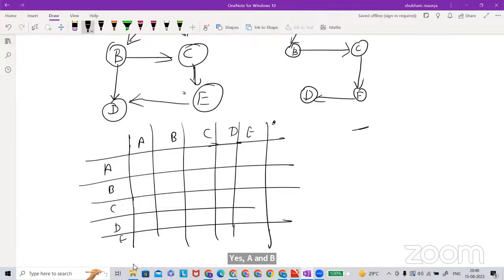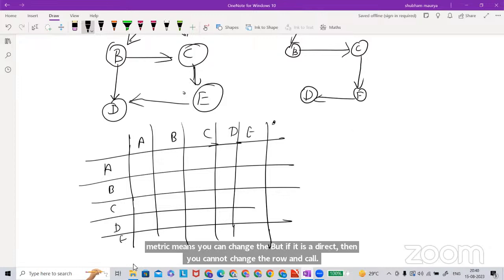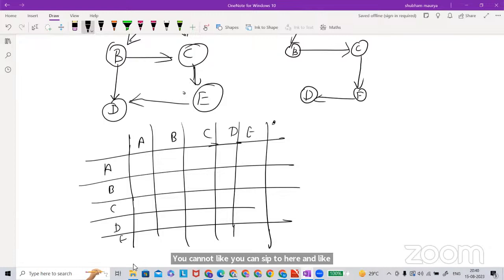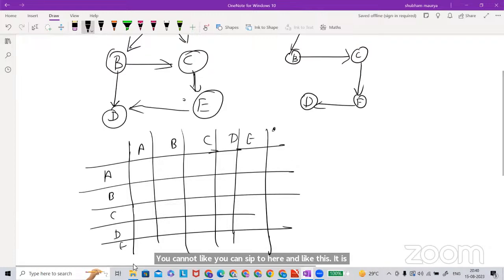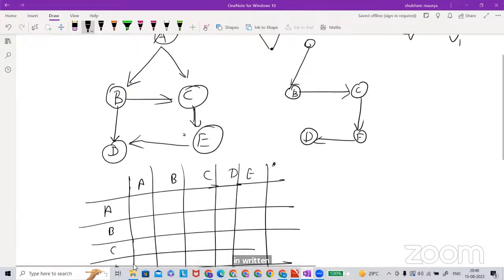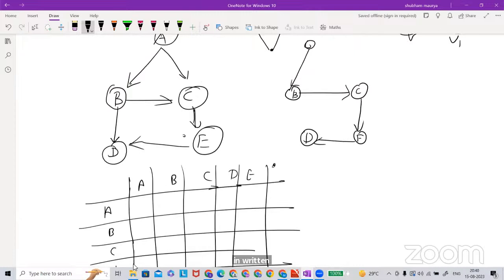If it is an undirected graph, then it will be a symmetric matrix, meaning you can change the row and column. But if it is directed, then you cannot change the row and column. Here, this one is a directed graph. Between A and B there is an edge.